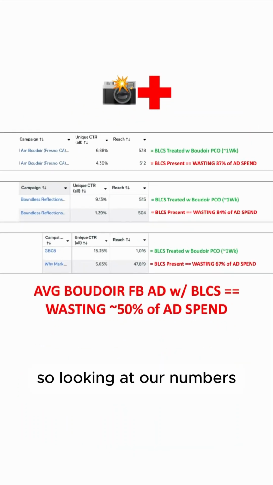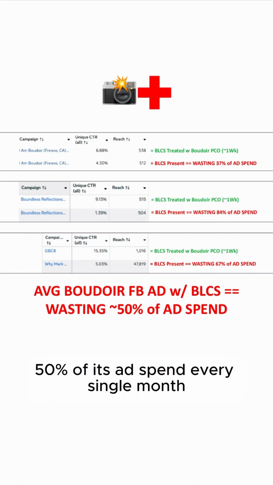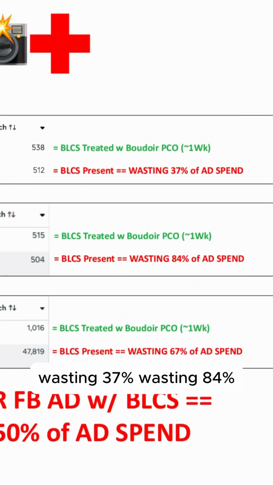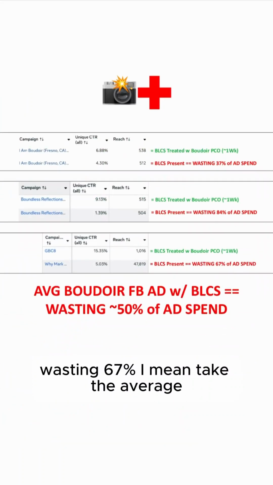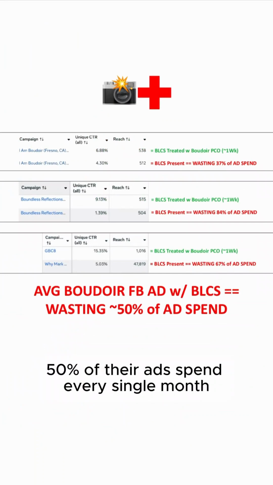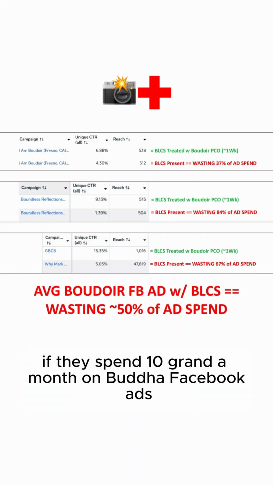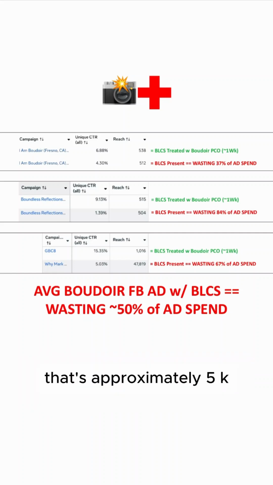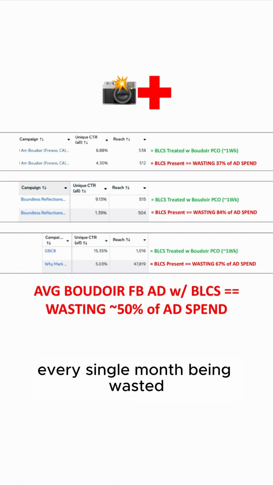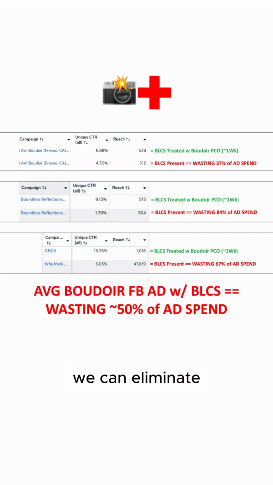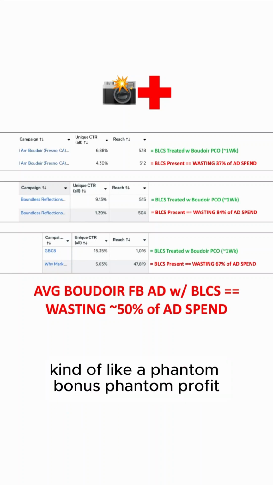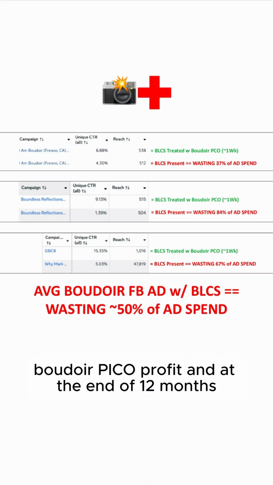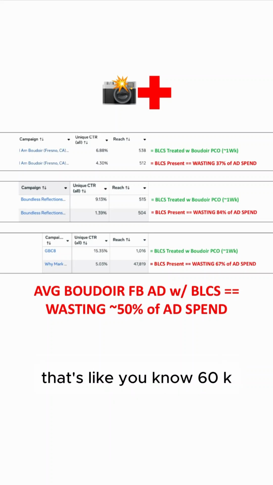So looking at our numbers, the average Boudoir Facebook ad with BLCS is wasting about 50% of its ad spend every single month. So, I mean, look at these numbers here, wasting 37%, wasting 84%, wasting 67%. Take the average, they're wasting approximately 50% of their ad spend every single month. So if they're spending 10 grand a month on Boudoir Facebook ads, that's approximately 5K every single month being wasted. We can eliminate it, put it back in the Boudoir photographer's pocket, and, kind of like a phantom bonus, phantom profit, Boudoir Pico profit. And at the end of 12 months, that's like 60K.